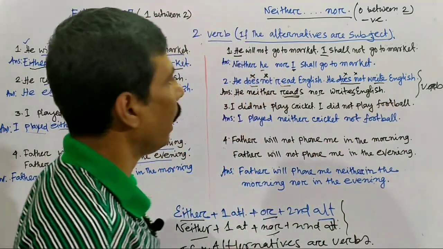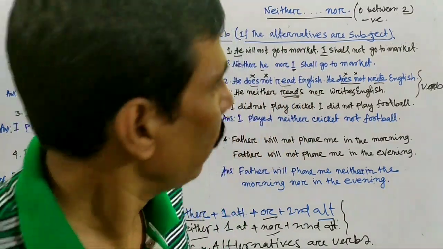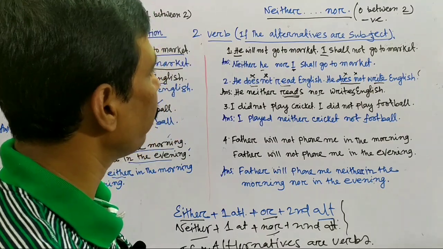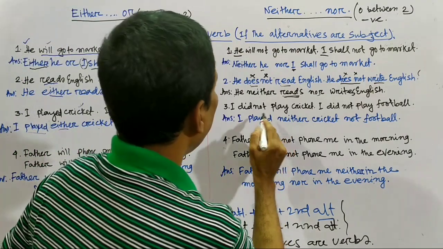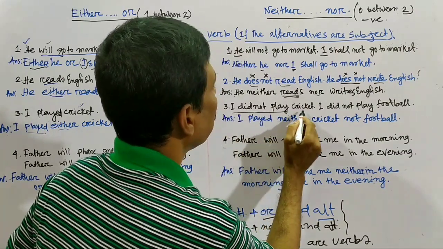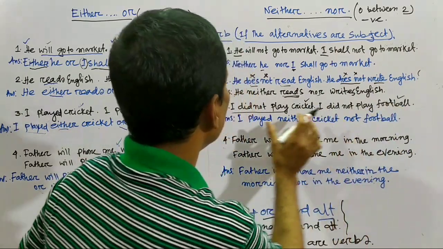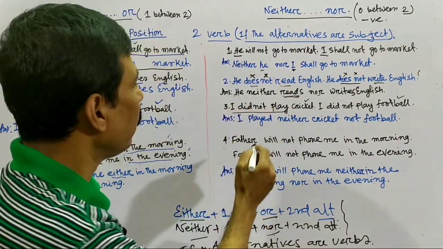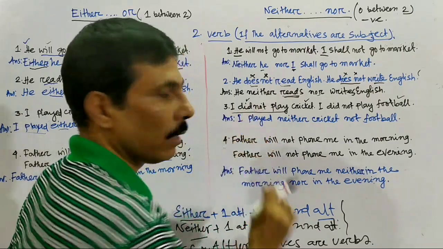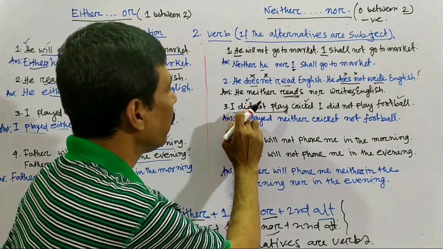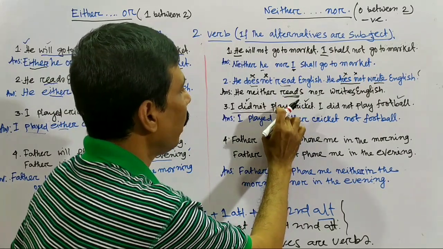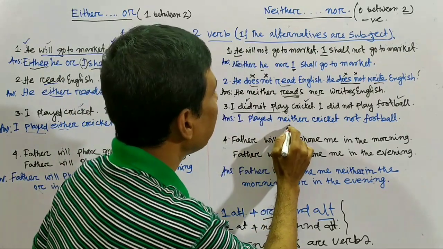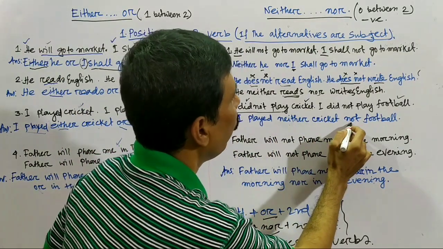Number 3: I did not play cricket, I did not play football. So here again the alternatives are cricket and football. As not will not be there, did will not be there. I have already said, if you omit did, just put the verb into past form: played. I played neither cricket nor football.